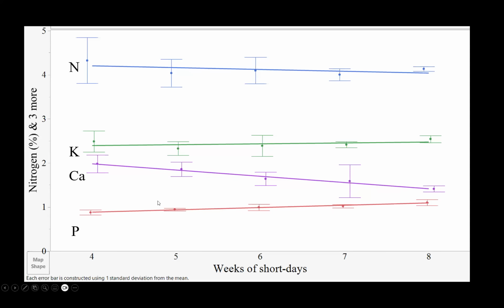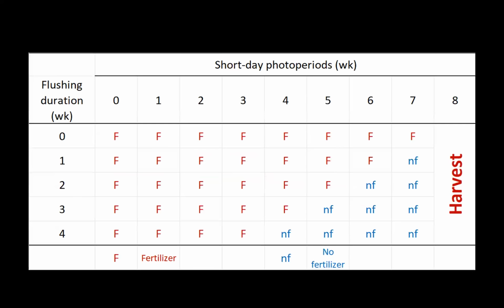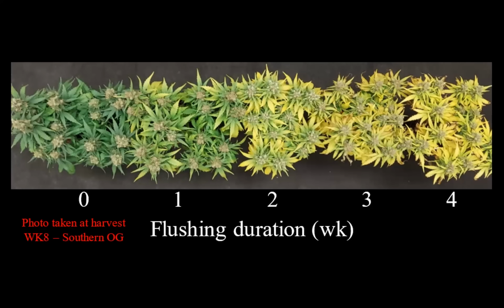And then we'll look at what happens to these nutrients when we actually start flushing in a moment. So again, our flushing treatments, as we showed before, we have 0 through 4 weeks of flushing, and this is what the plants look like. Here we have on the left the plants that were not flushed, and then ones flushed 1 week, 2 week, 3 week, and 4 week.